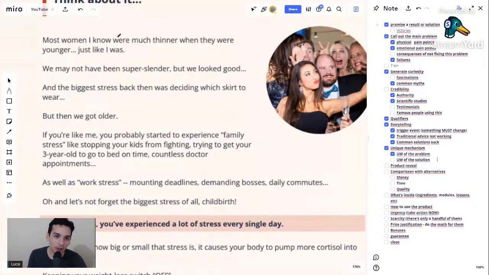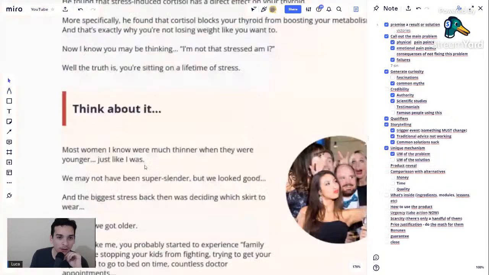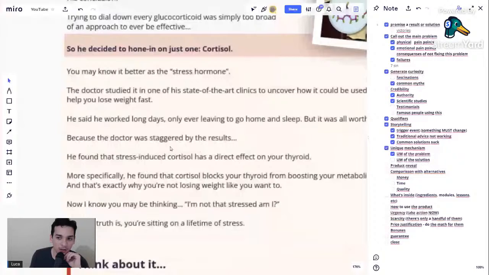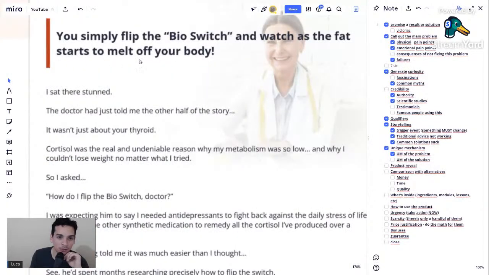So basically, you can make a recap of the product, right, of the solution. I don't know if anyone heard that. So yeah, it's basically explaining why you're gaining fat and what's the solution, right? There is hope. You see, this was the unique mechanism behind the problem, which is cortisol. It's making your body produce a hormone that makes you fat, blah blah blah. And this is the solution, right? You simply flip the bio switch and watch as the fat starts to melt off your body.